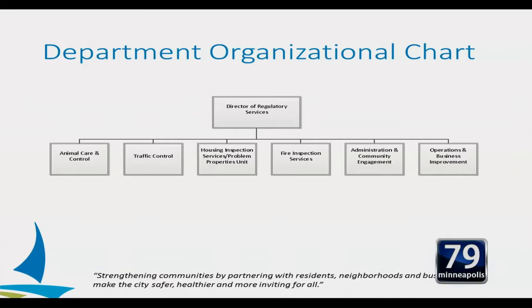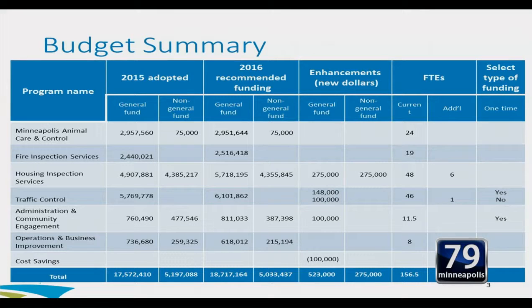The field divisions are located in 4 separate locations: Fire Station 21 and Hamilton School for housing inspections. Minneapolis Animal Care and Control is at their facility, and Traffic Control is located out of the Curry Maintenance Facility. The department is funded through both the general fund and a non-general fund, which we refer to generally as the revolving fund. Approximately 25% of the department is funded from that revolving fund. Enhancements that we'll talk through shortly are in 3 divisions: housing inspections, traffic control, and administration and community engagement.